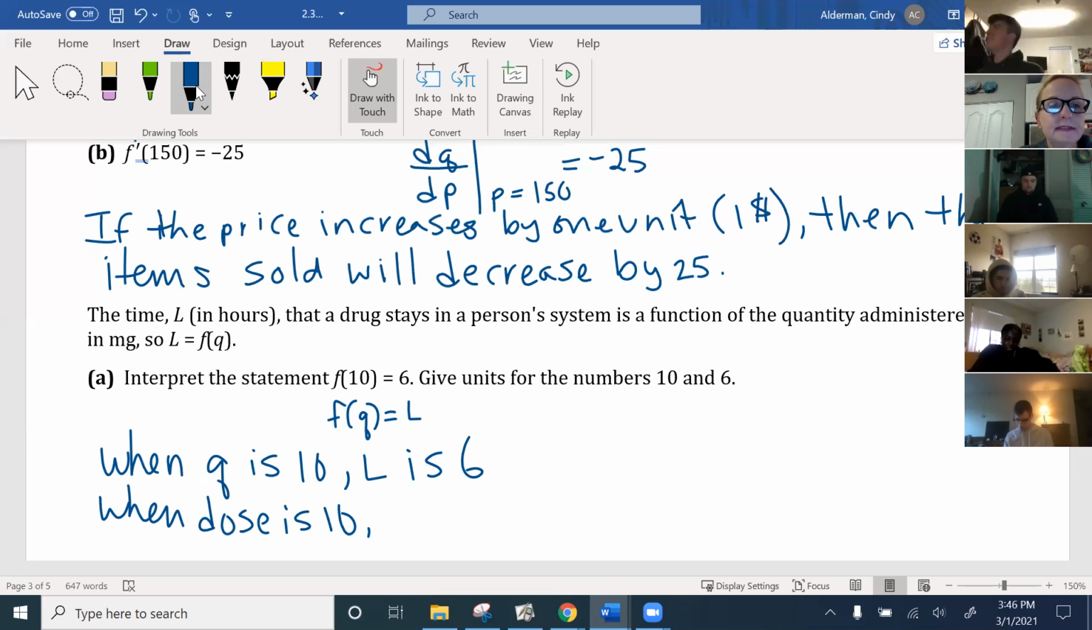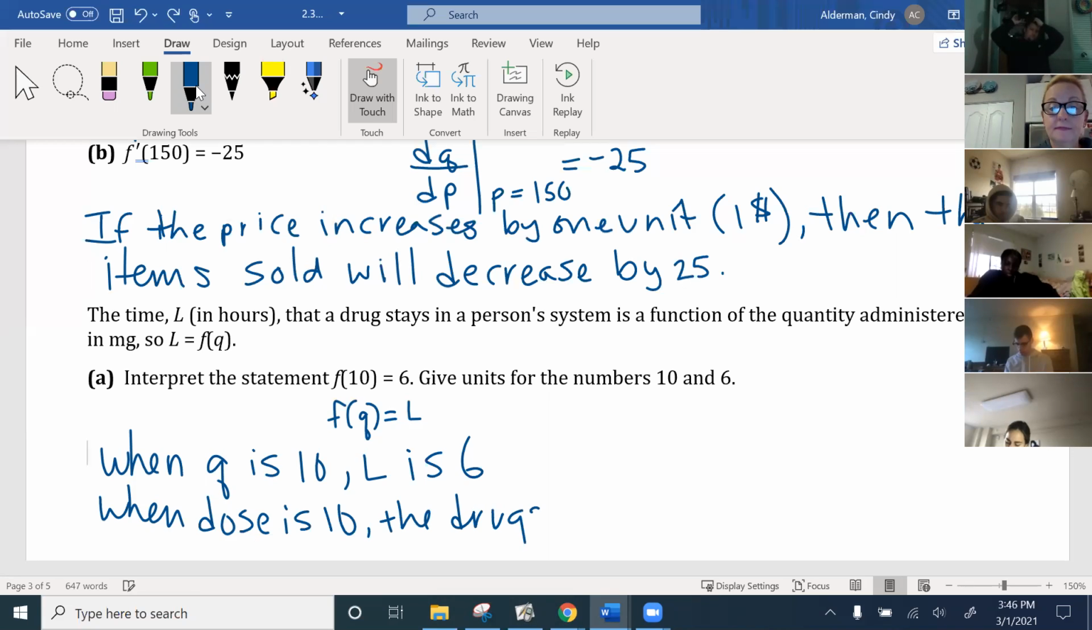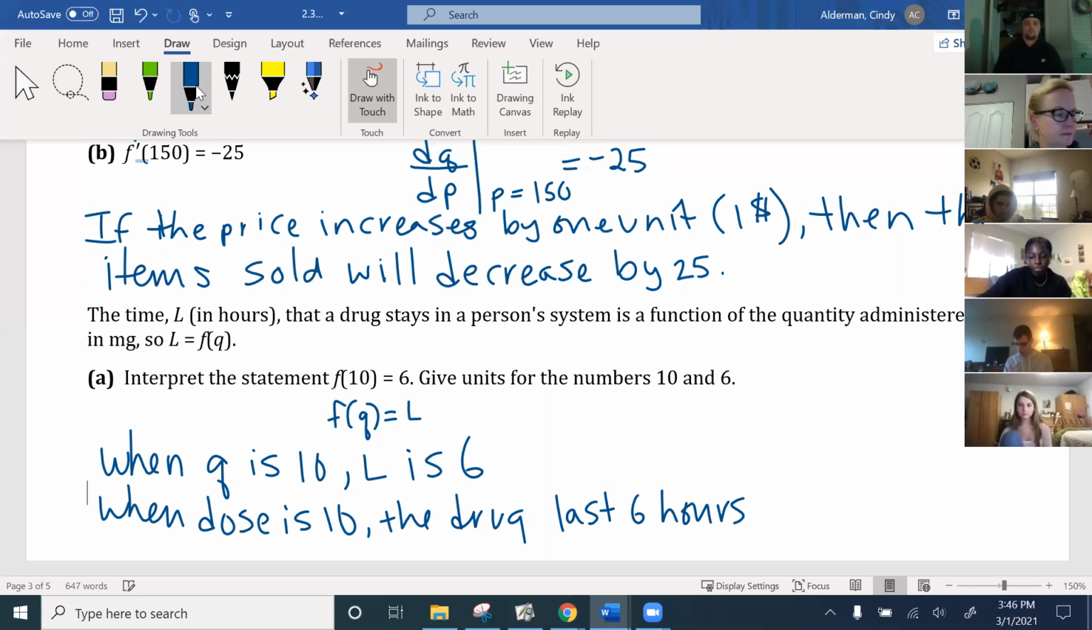Well, what's L? L is time in hours that a drug stays in a person's system. So you could say that when the dose is 10, the drug lasts 6 hours. It is in hours, right? Any questions on that? Does that make sense for everybody?